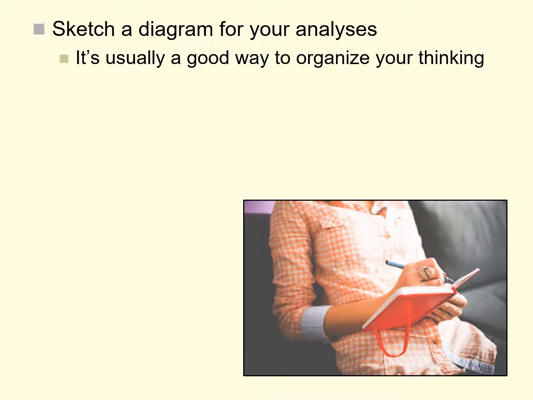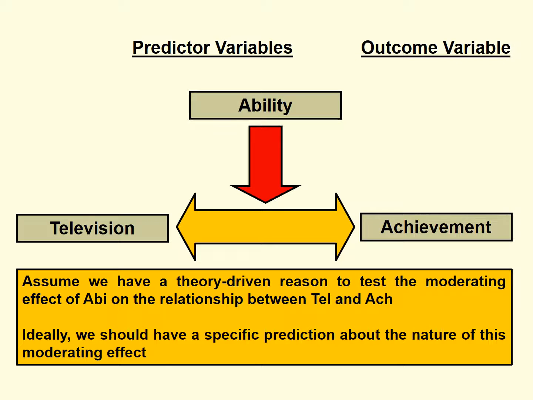If this was real research that you were doing, I would encourage you to sketch a diagram for your analyses. I almost always like to do this, just to help me clarify my thinking. And in this case, our predictor variables, ability and television, are arranged thus. As you can see here, ability we're treating as a moderator. Television watching we're treating as our main predictor variable, and as I noted before, achievement is our outcome variable.